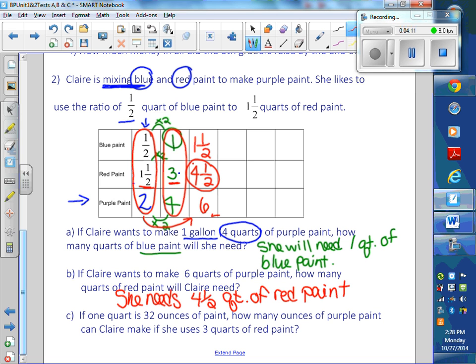Nicely done. Okay, the next one, this is a conversion. It tells you 1 quart is the same as 32 ounces. It's kind of like saying 1 foot is the same as 12 inches. It's a different way to describe the amount. Okay? How many ounces of purple paint can Claire make if she uses 3 quarts of red paint? If she's using 3 quarts of red paint, I want to know how many ounces of purple. What do you have to do, Landon?